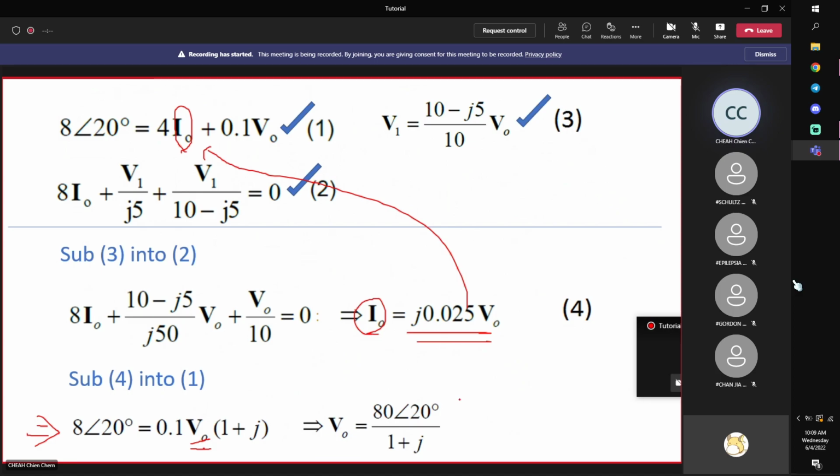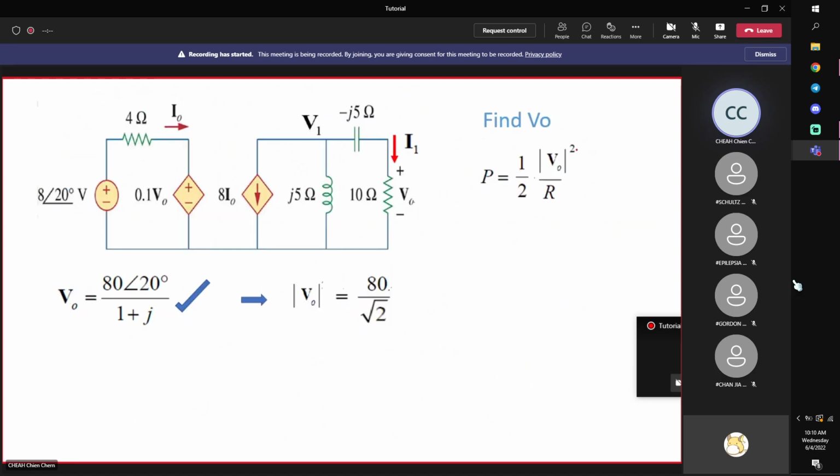The only difference for this tutorial is that we want to find the power. So we use V0 to find the power. Power is half V squared over R. Now this V0 is the modulus of your phasor. It's the modulus of the phasor.